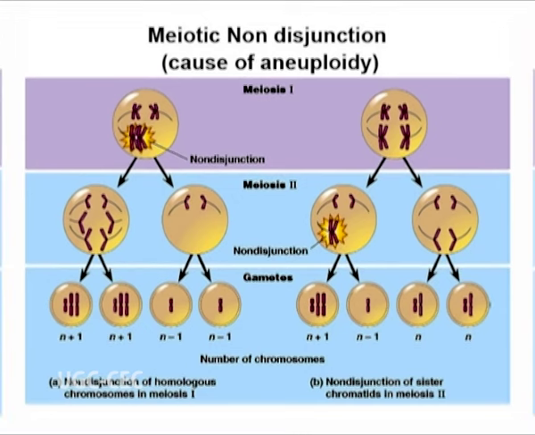Non-disjunction of homologues during meiosis. Non-disjunction is the failure of chromosomes to separate during cell division. If one pair of homologues fail to disjoin, then n plus 1 and n minus 1 gametes will result, and if these gametes are fertilized with the normal gamete, then 2n plus 1 and 2n minus 1 individuals would be formed instead of normal 2n.